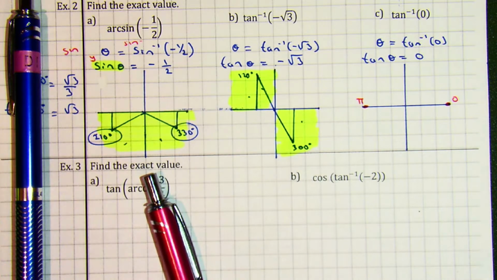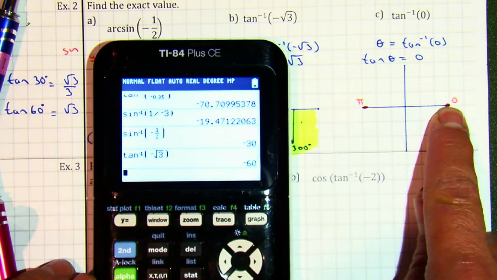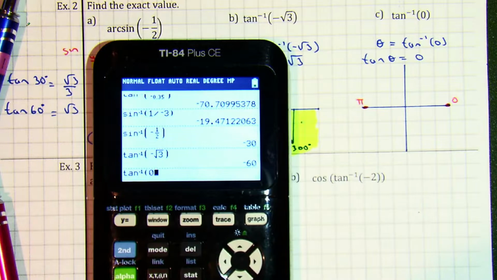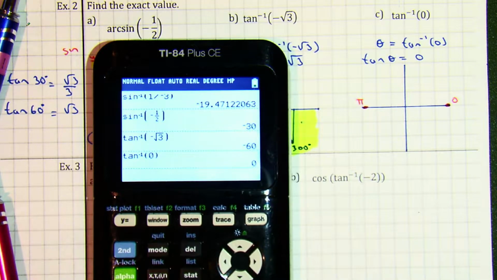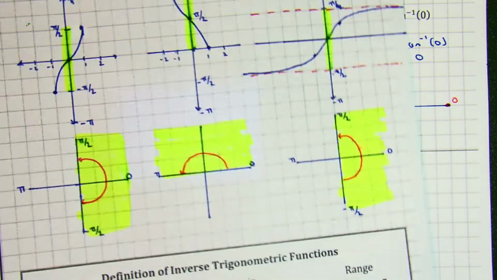Which value will your calculator give you? Your calculator is going to give you 0 only. So if I do the inverse tangent of 0, that's going to give you 0. And that is due to the restriction of the inverse function, which gives you this.